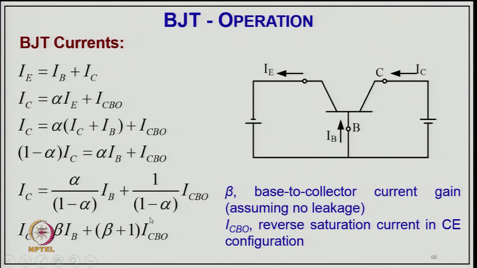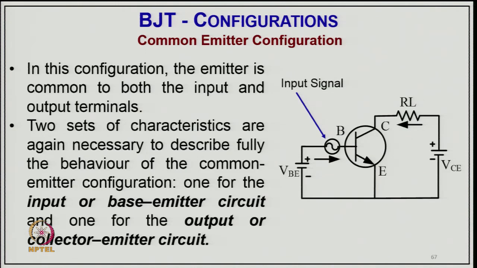IB plus 1 upon 1 minus alpha ICO, or we can say IC equal to beta IB plus (beta plus 1) ICBO, where beta is a large gain because this is a very small quantity. So, beta is considered a large current gain. Beta is the base to collector current gain assuming no leakage current, and ICBO is the reverse saturation current in this configuration. Now, coming to another configuration, which is called the common emitter configuration.